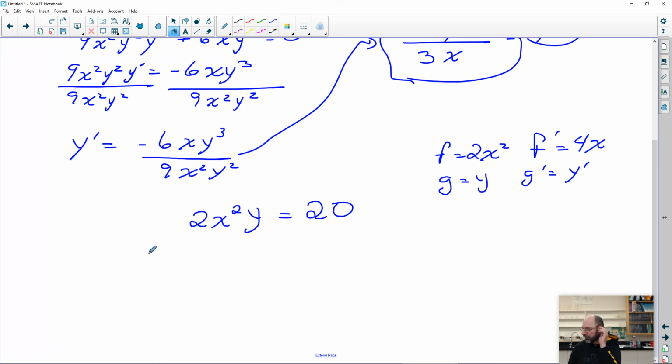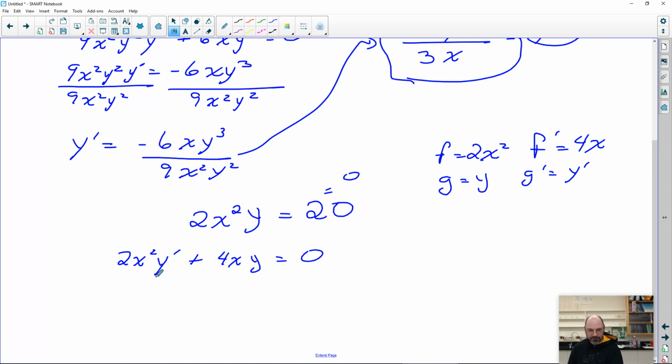So if we're doing the product rule, f g prime, and the derivative of the right side is going to be 0. So we're going to plug the derivative in here. We've got f, 2x squared, times g prime, which was just the y prime, plus now we do f prime, 4x, and then g, which was y, equals 0 because the derivative of that side is 0.